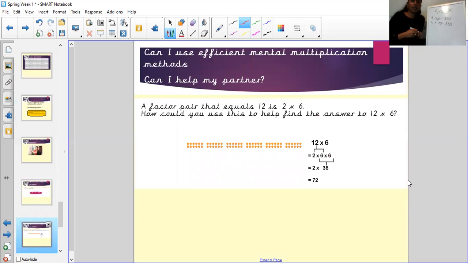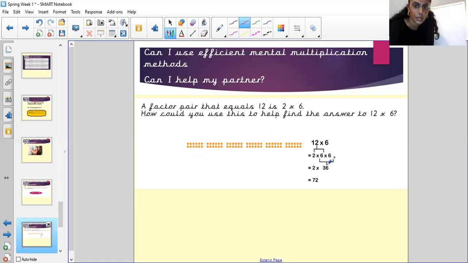So let's have a look at a factor pair that equals 12, which is 2 times 6. How could you use this to help you find the answer to 12 times 6? So these are just some methods for finding out the answer. So if you look carefully at our arrays, our arrays show us 12, and on the top of each array there are 6.